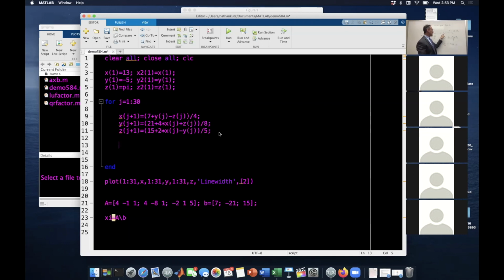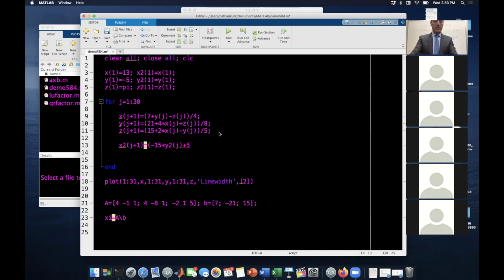So you see that x of n plus 1 is the minus 15 plus y of n plus z of n. So you're going to get here x2 of j plus 1 is equal to minus 15 plus y of 2j, right?